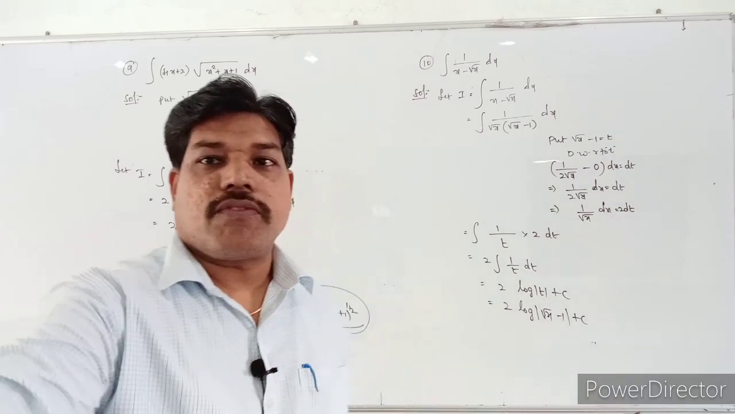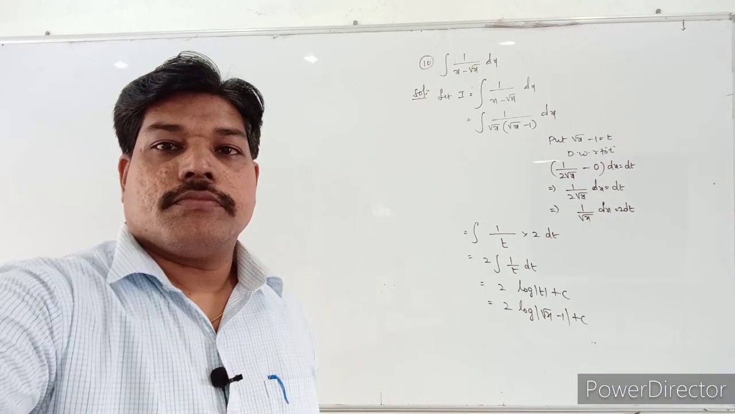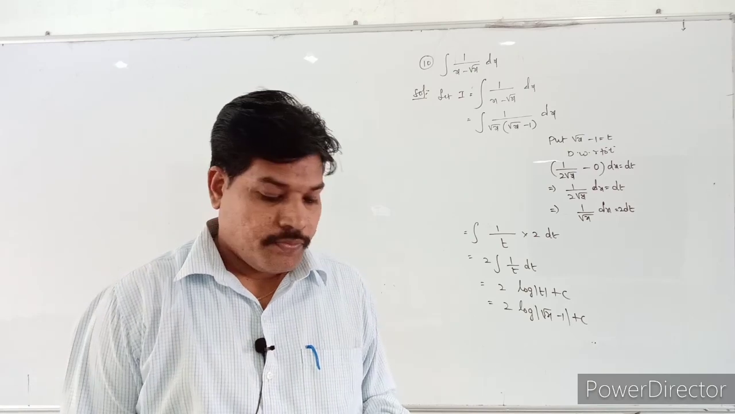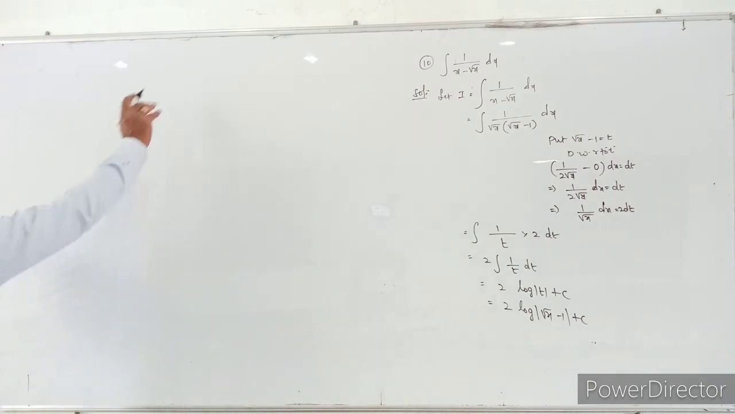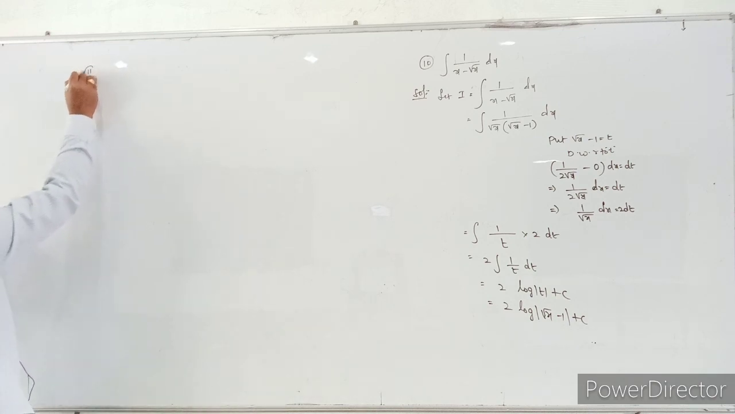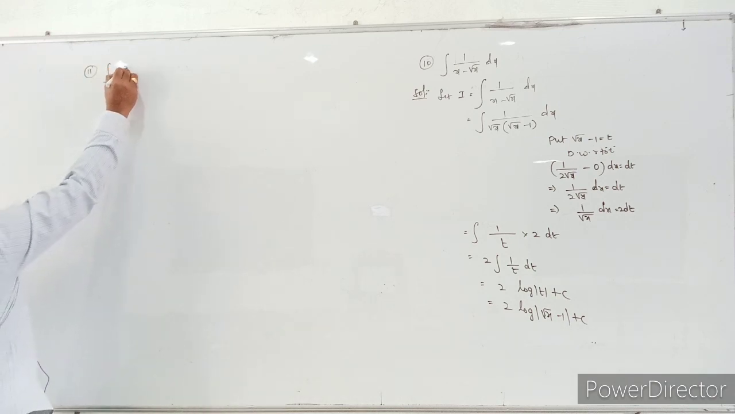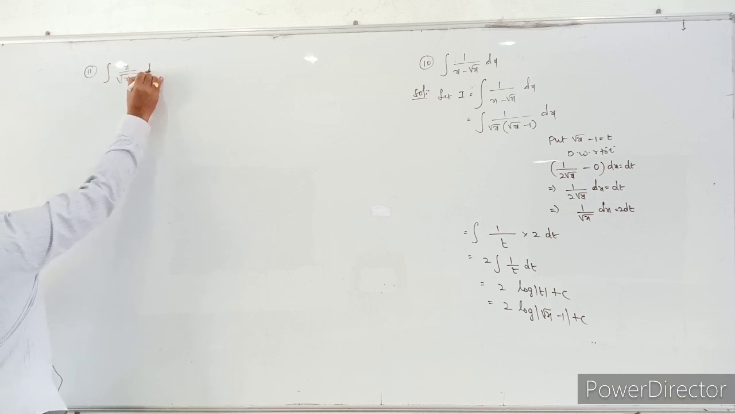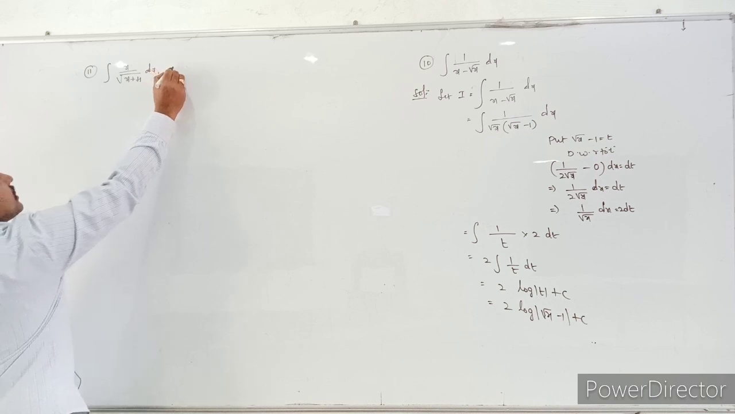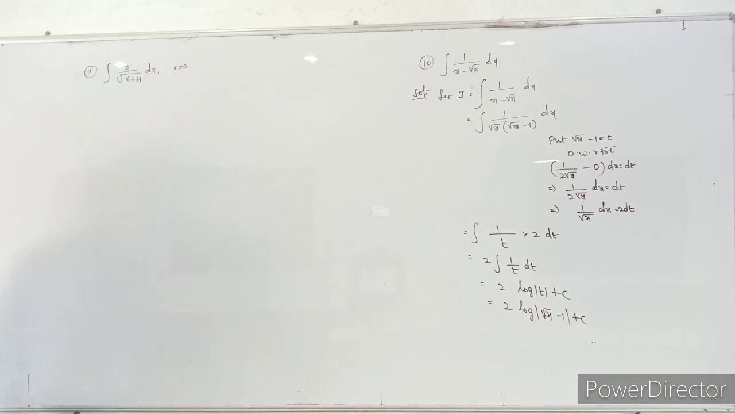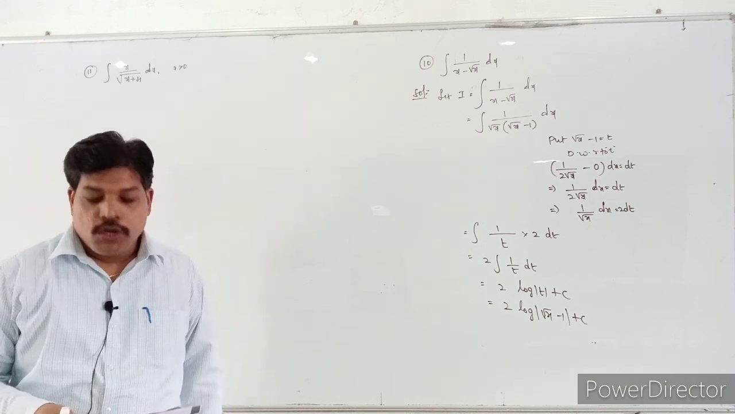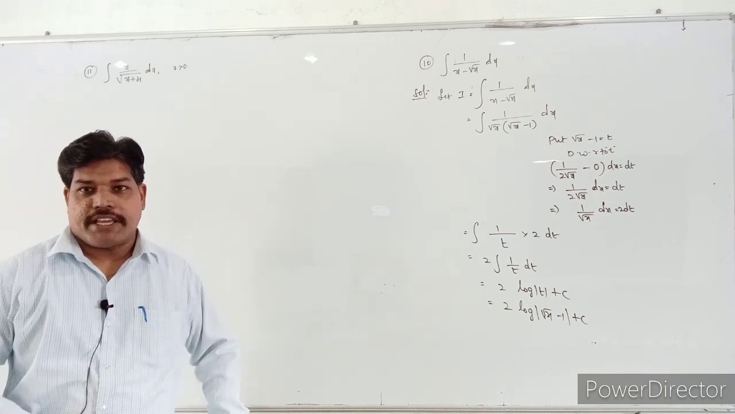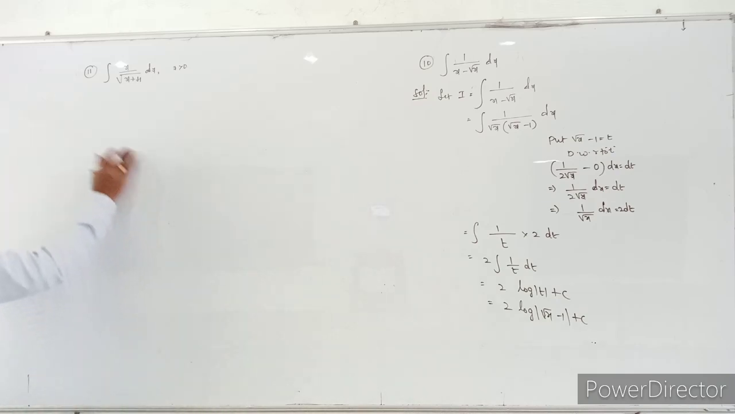See that question once again, students. See the next question, question number 11. So what is question number 11? Integral of x by root of x plus 4 into dx, x greater than 0. See that question, students, integral of x by root of x plus 4 into dx. See how to solve this question here.